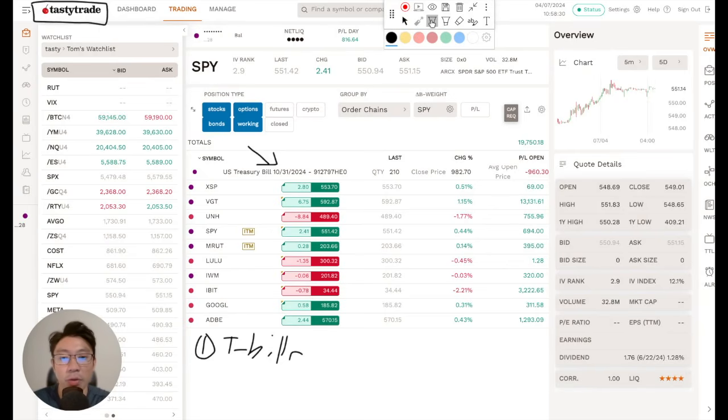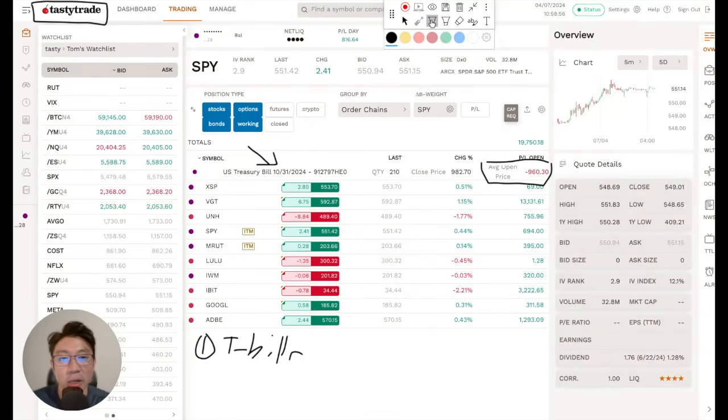So if you're not familiar with what T-bills are, basically, you always buy at a discounted value, right? So there's the discounted value, and then there's the face value upon maturity. As you can see on the right-hand side down here, this is the average open price. On Tasty Trade, it shows 960. So the price at which I bought it is $960. It's not that I've lost $960.